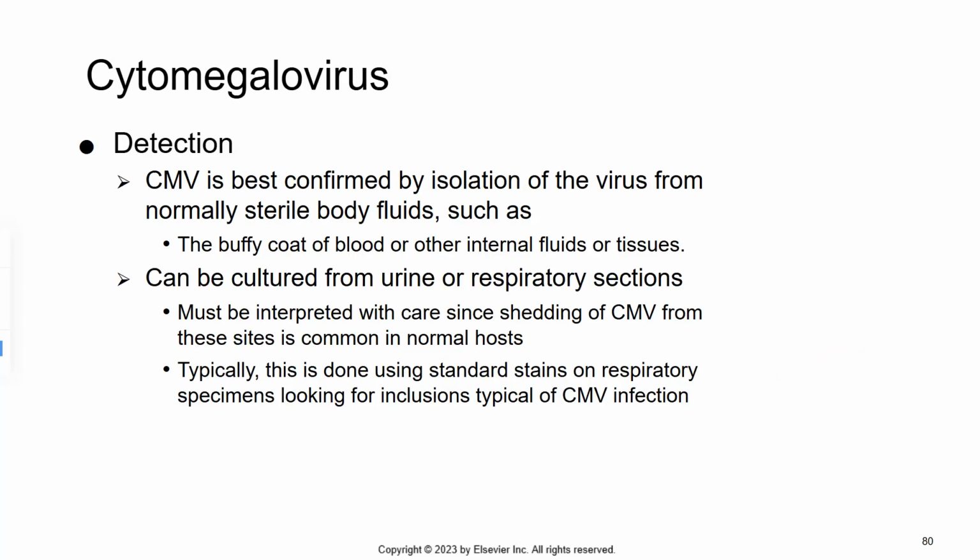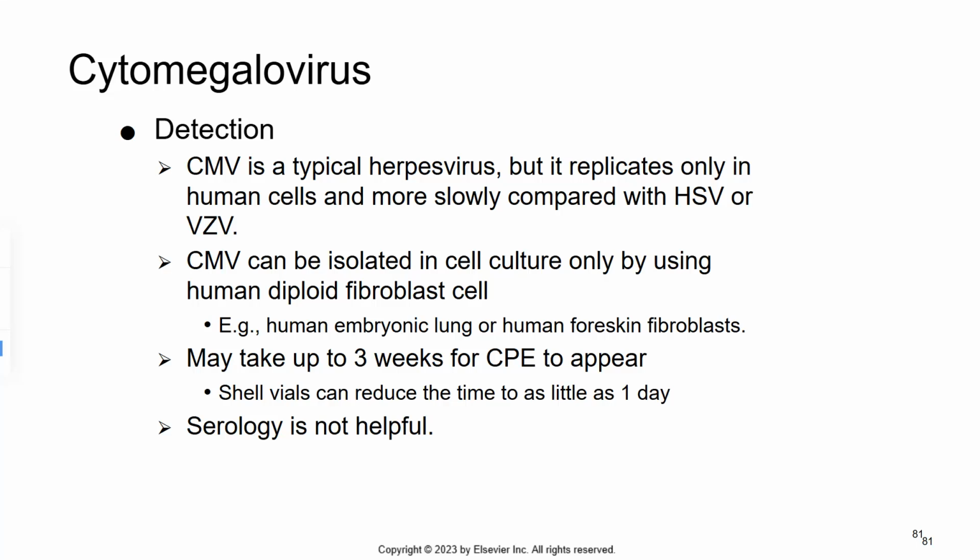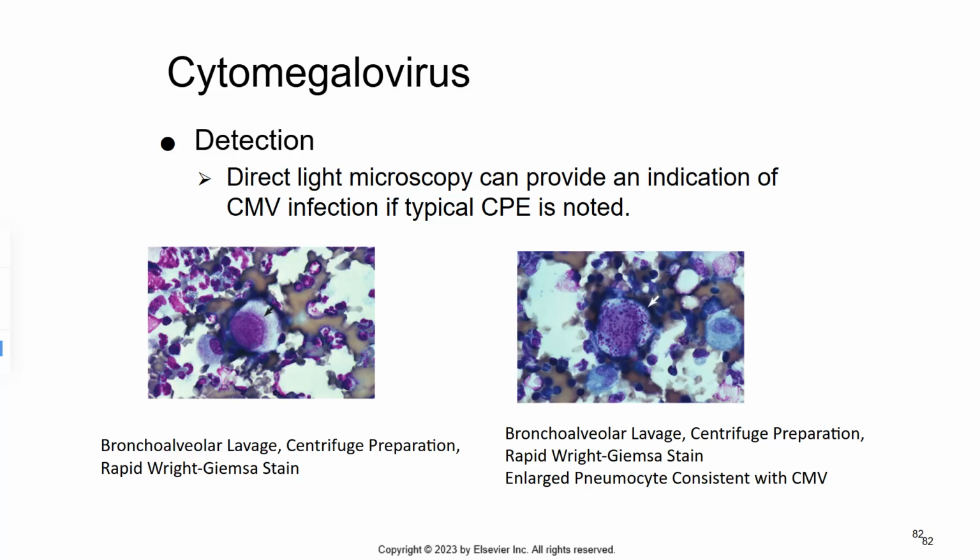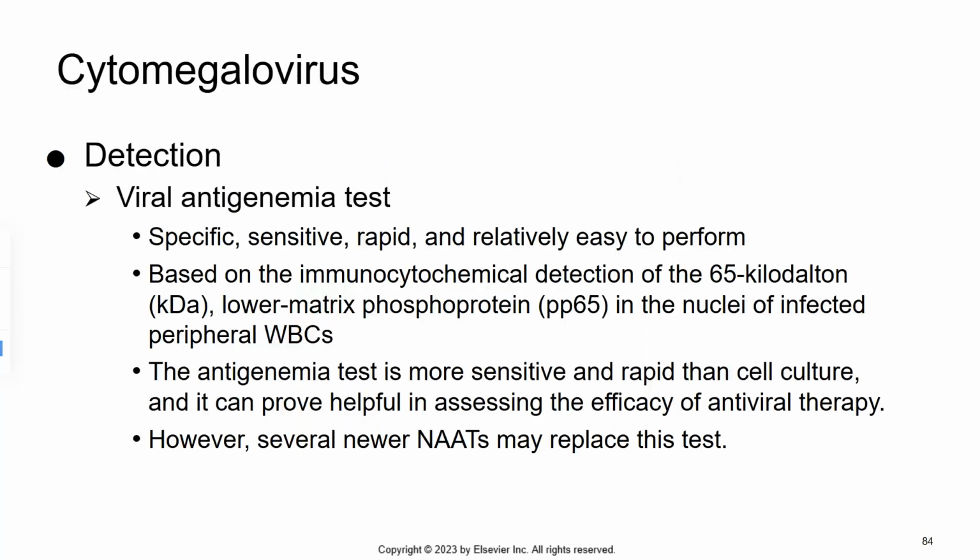Detection is best confirmed by the isolation of the virus from normally sterile body fluids; it can be cultured from urine or respiratory specimens. CMV is a typical herpesvirus, but it replicates only in human cells and more slowly compared with HSV or VZV. It can be isolated in cell culture only by using human diploid fibroblast cells. It may take up to 3 weeks for cytopathic effects to appear, and serology is not helpful. So here are some images.